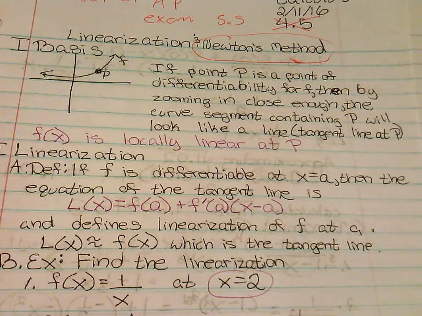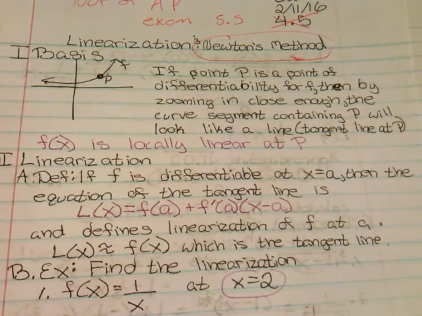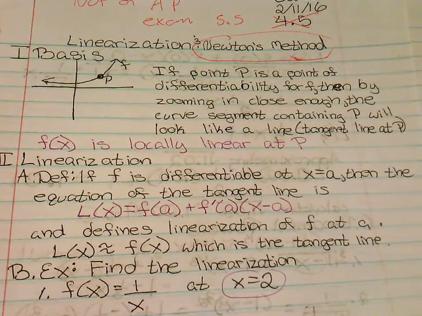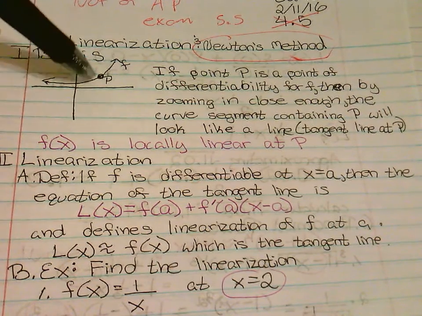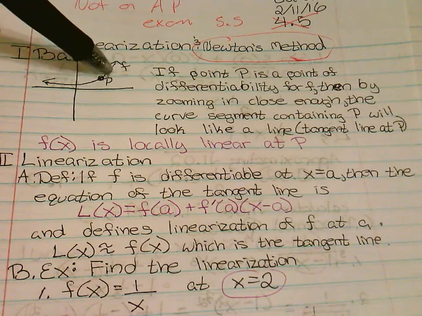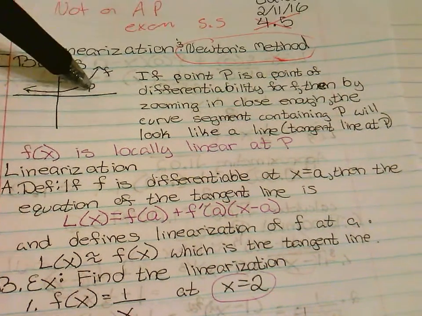So the basis of linearization: if a point P is a point of differentiability for f, then by zooming in close enough, the curved segment containing P will look like a line, which is going to be the tangent line at P. So if you had this graph and you kept zooming in and zooming in and zooming in, it would eventually look like a line. Okay?